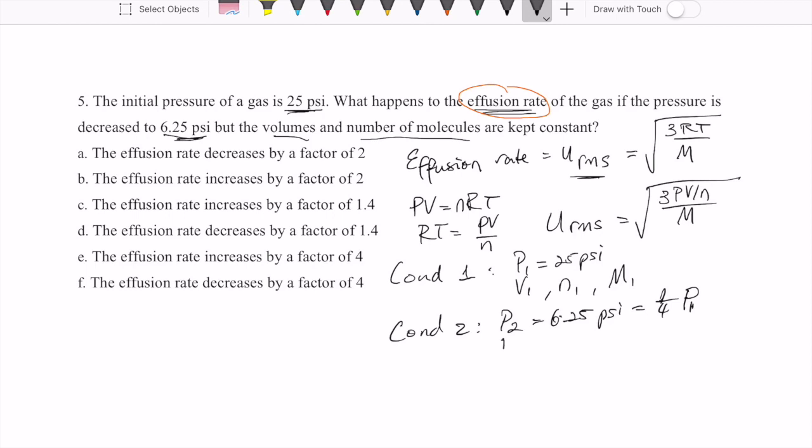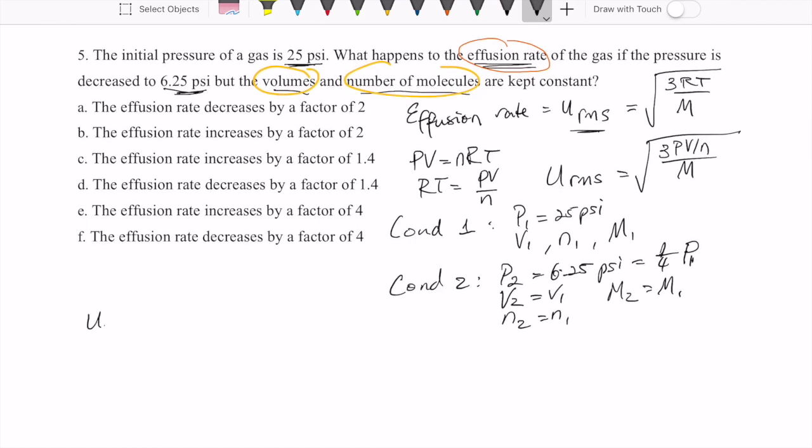And then we have V2, but we were told in this case that the volume doesn't change, and the number of moles also doesn't change. So that means that V2 is just equal to V1, and n2 is equal to n1. And since we're talking about the same gas, molar mass 2, M2, is equal to molar mass 1. Basically, what you need to do is write an equation that compares the speed at condition 2 to the speed at condition 1. In condition 2, we have the speed being equal to the square root of 3P2V2 over n2 over M2, right?